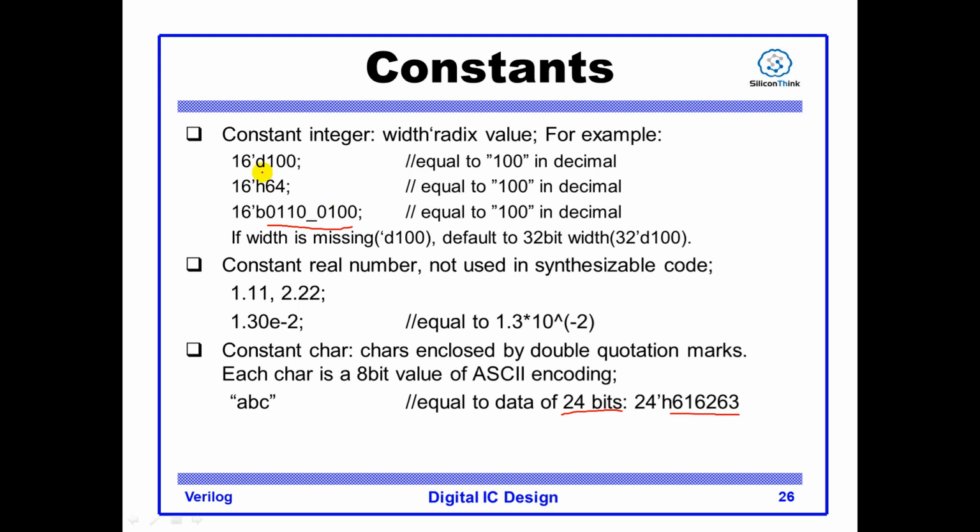So if you use D as the radix symbol, you can write 0 to 9 after it. If H, you can use 0 to 9 and A to F. For binary, you just have 0 and 1. Okay.